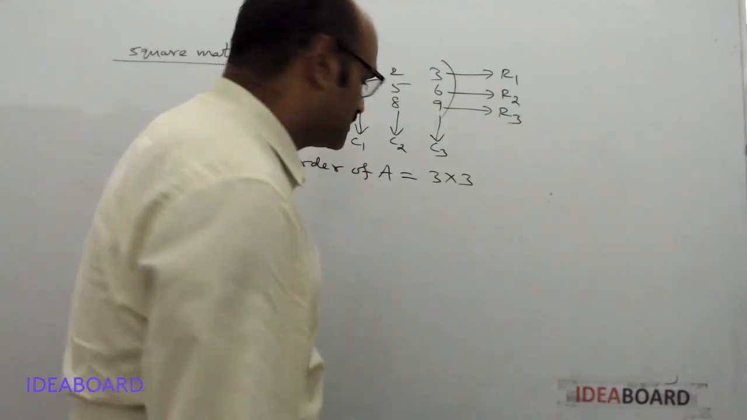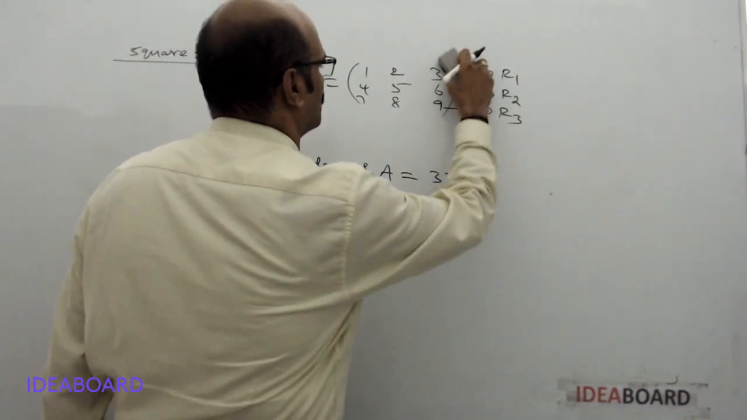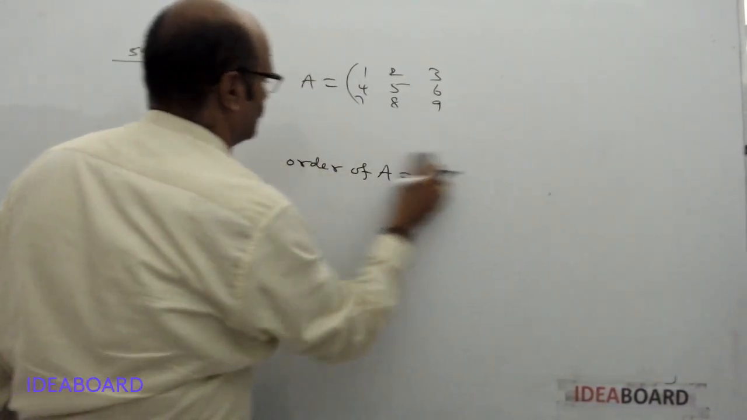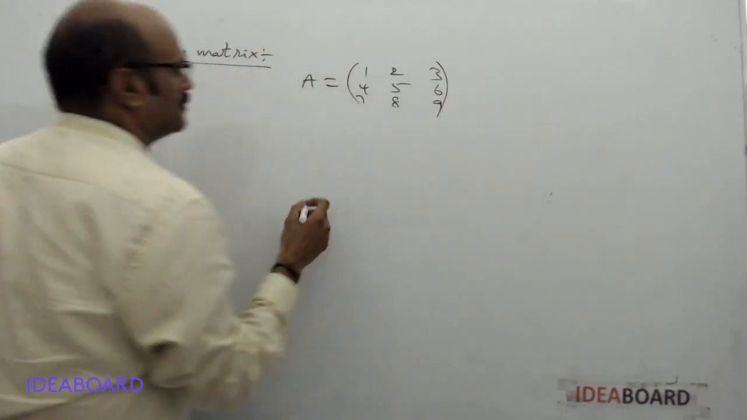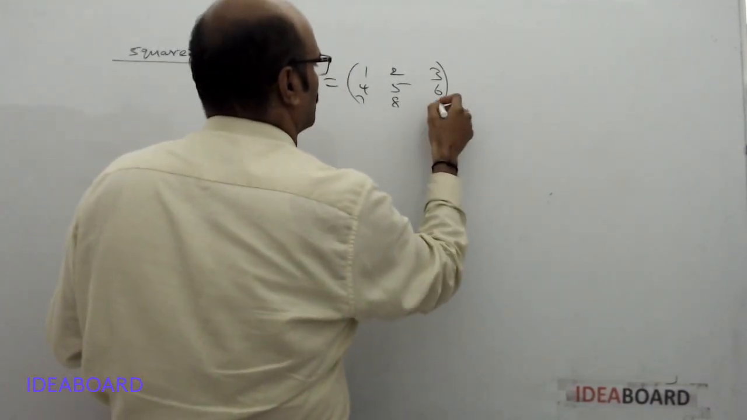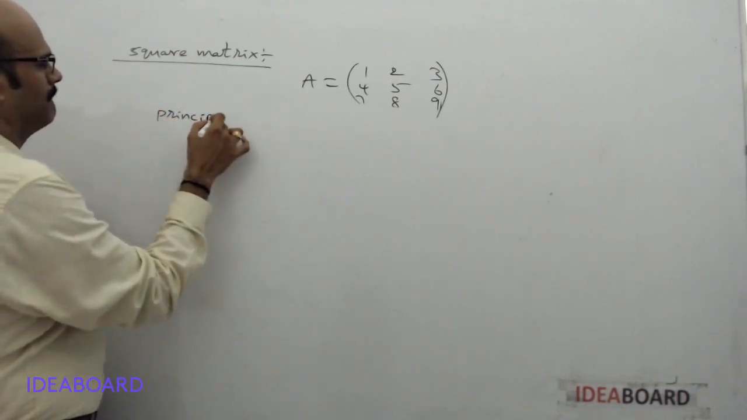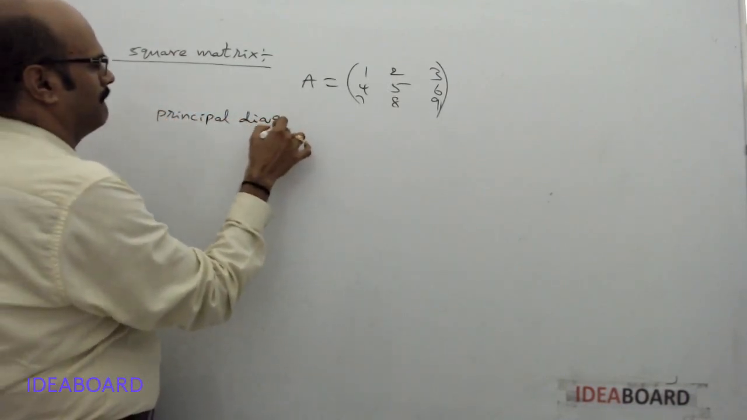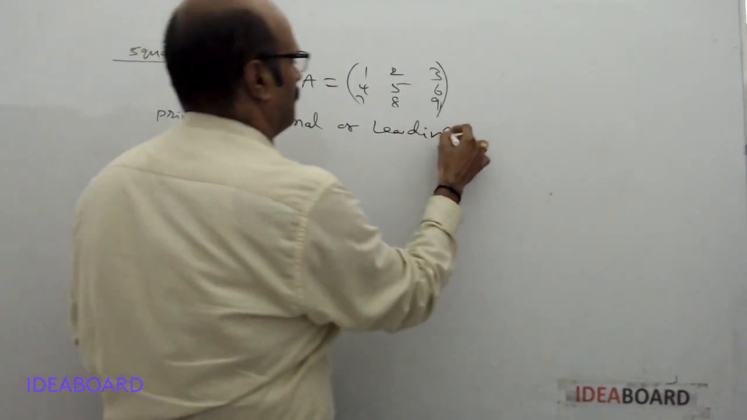In the square matrix, here we have to discuss about principal diagonal or leading diagonal.